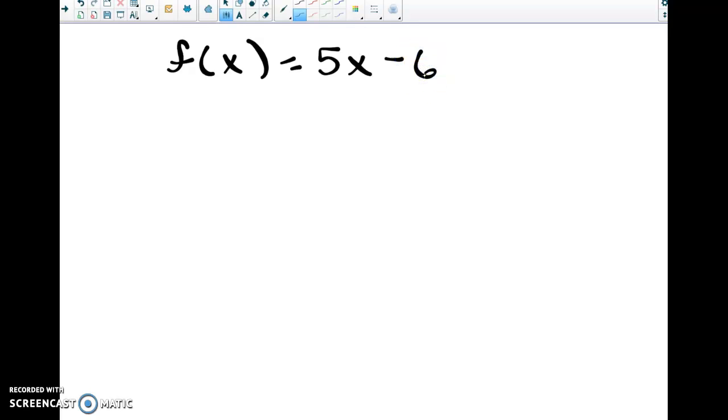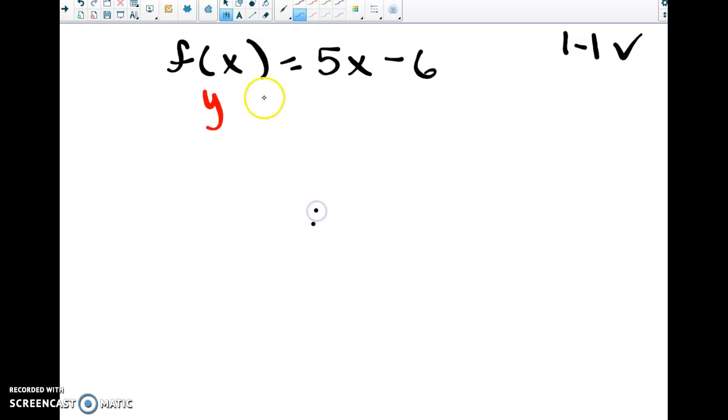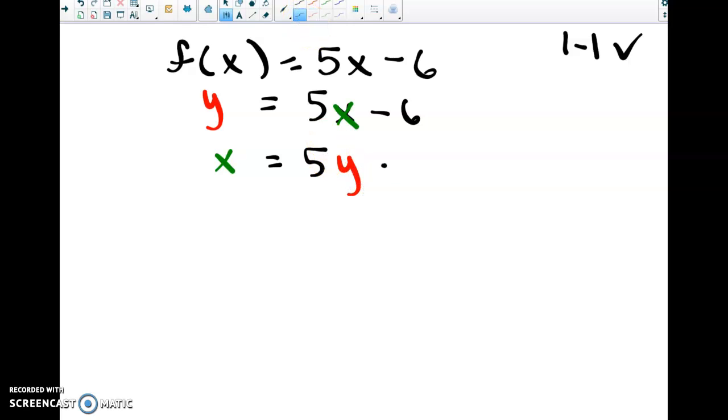So step 1, check to see if it's 1 to 1. This function is a line, so it is 1 to 1. So 1 to 1, that's the symbol I use. Check, it is 1 to 1. Step 2, change f of x to be y. Step 3, exchange x and y spots. Step 4, solve this new equation for that y.